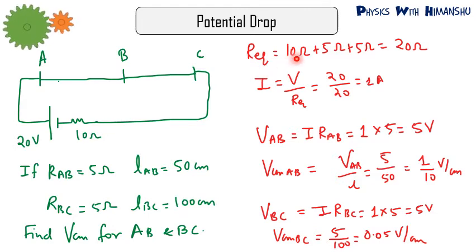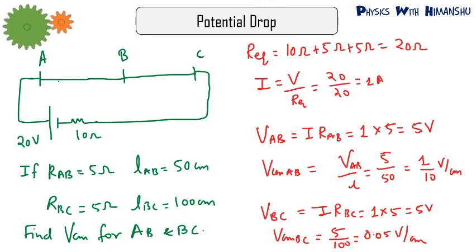So R equivalent is 10 ohm plus 5 ohm plus 5 ohm, it comes out to be 20 ohm. Now we'll calculate current. So current is basically V upon R equivalent. So current released by battery is equal to potential of battery divided by equivalent resistance. So potential is 20 volt, equivalent is 20 ohm. So current is 1 ampere.